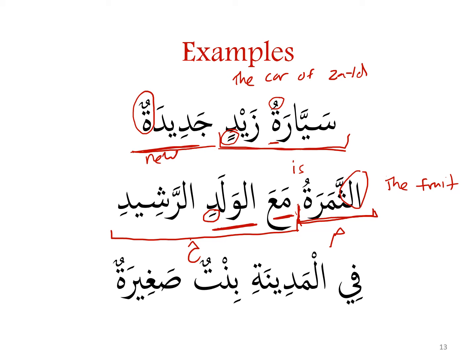But then we've got ar-rashidi. So this works together with this as a mawsoof sifa phrase. Because they're matching each other. Both alif lam, both have a kasra, both are masculine, both are singular. So it's not just with the boy, it's with the righteous boy, ar-rashid. The fruit is with the righteous boy.